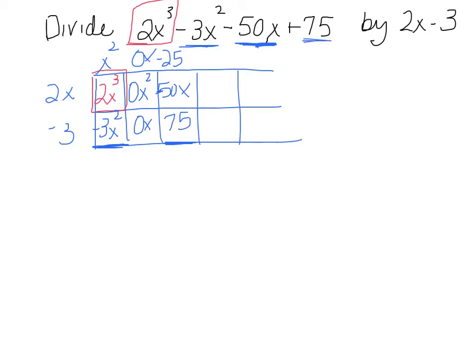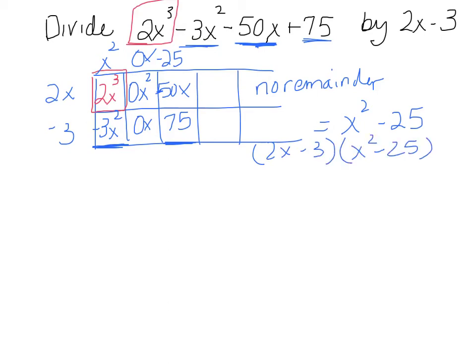And then I look at the final term. Final term is 75, so there is no remainder. There's no remainder because the 75 and the 75 are the same. All right, so the answer is 2x minus 3 times x squared minus 25. In other words, 2x minus 3 times x squared minus 25 has to equal my original problem here. And it does. All right, so let's do synthetic real quick.